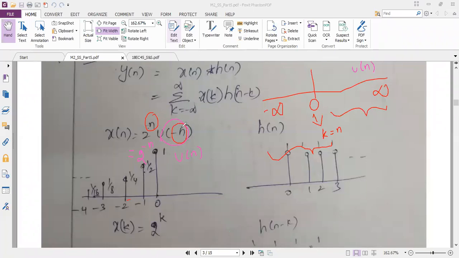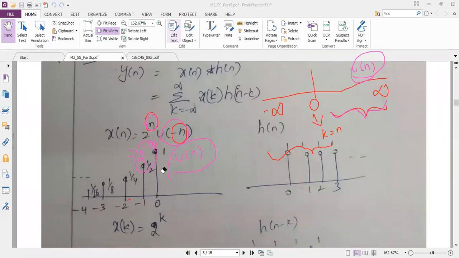Initially, u of minus n was there. Minus n means the power of x of n is 2 power plus n. But now, after my analysis from 0 to infinity, I came to know that my output is having the positive unit step towards the positive x-axis. So if it is u of n, if plus n is within the bracket of u, then the 2 power n becomes 2 power minus n. Do you have any doubts in this?